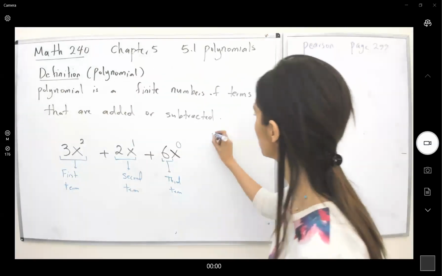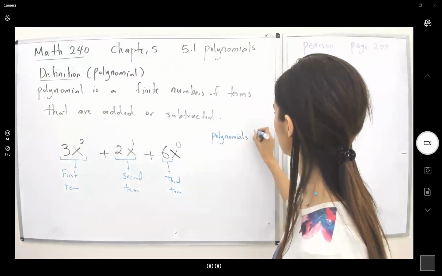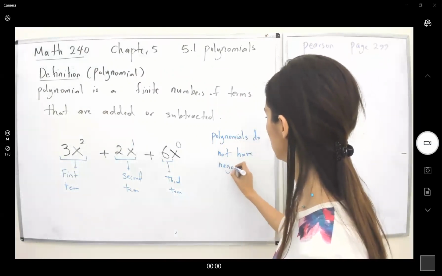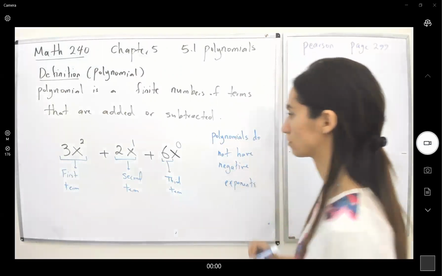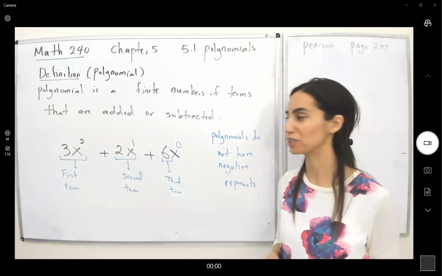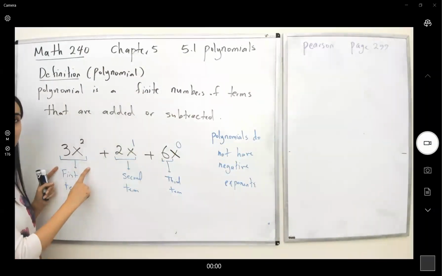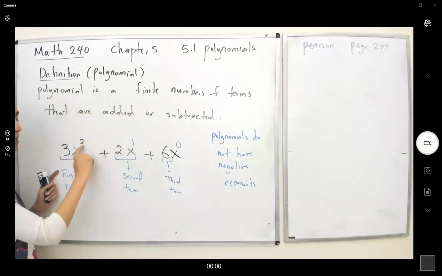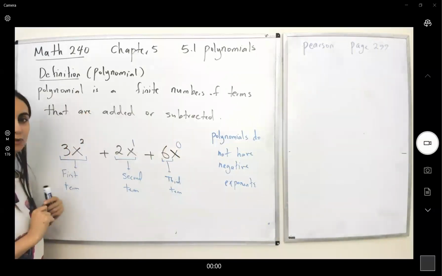So you can write a note here. Polynomials do not have negative exponents. Very well. In this case, for this polynomial, you have 3 terms. Also note that your very first term has exponent 2. It means that the degree of this polynomial is equal to 2.